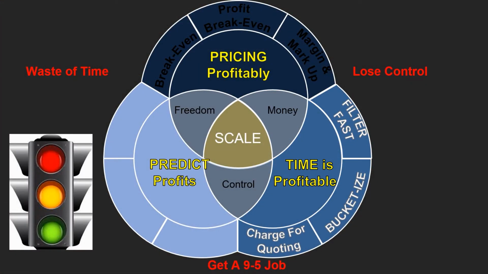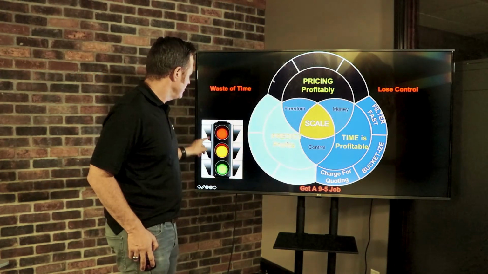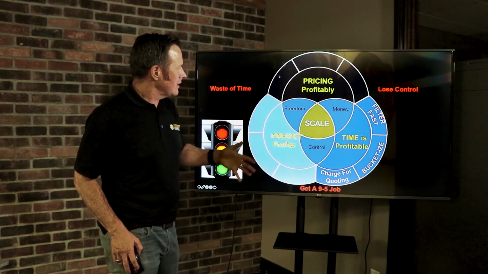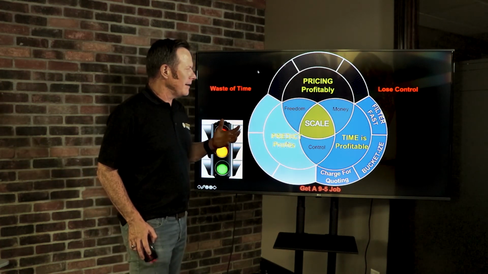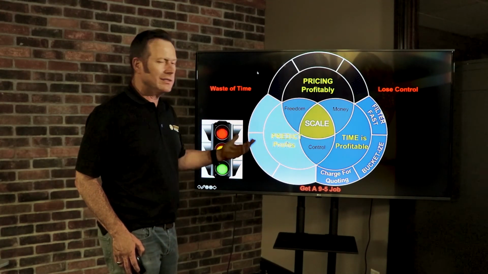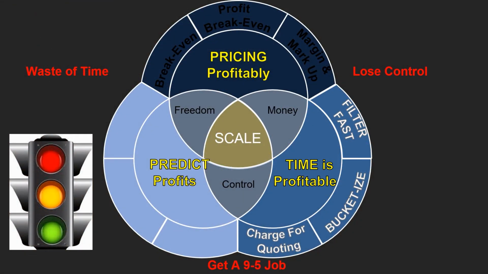So, we just covered off time. It's got to be profitable. So let's do what we got to do. We got to audit it. Are you red? Type in a red. If you're not ensuring that all the time that you put in is profitable by filtering fast, bucketizing, charging for quoting, guys, then you're red. You're yellow if you got some of these things, like I said, that you're able to do, but your team's not able to do it without you, then you're yellow, okay? You're green if you've got this nailed.